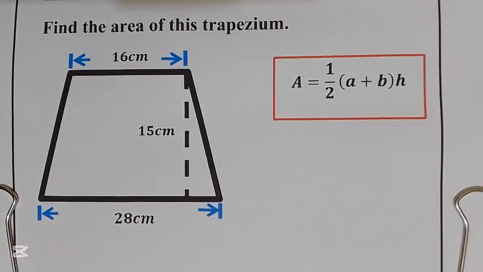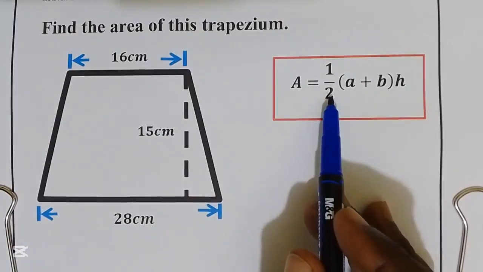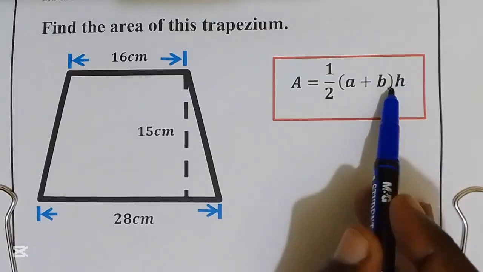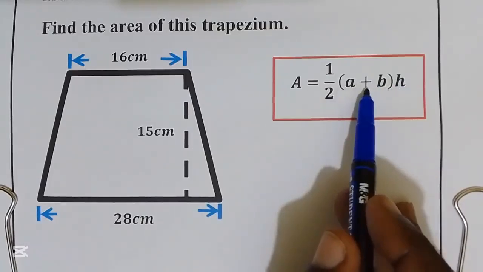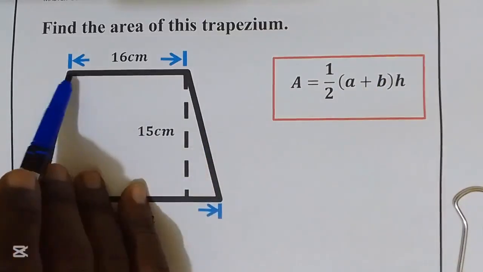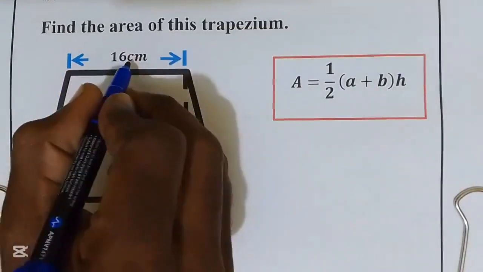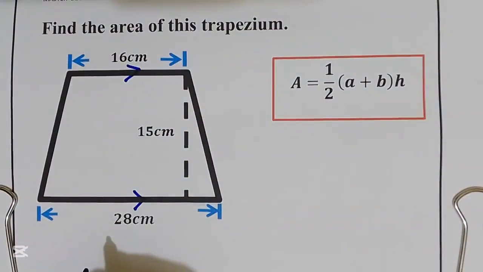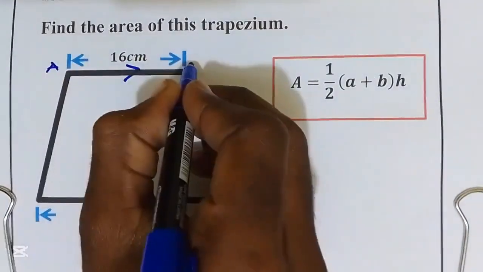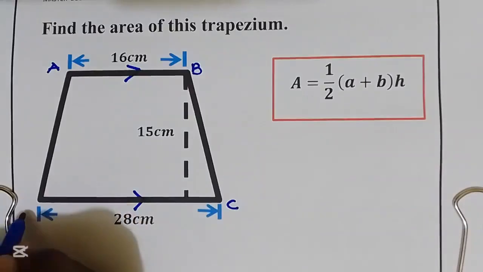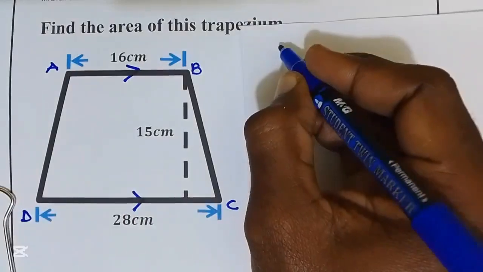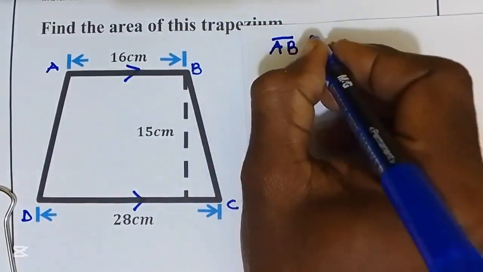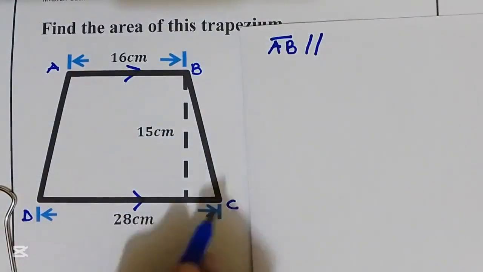Let us find the area of trapezium. The area of trapezium is given by a half in the bracket a plus b multiplied by h, where a and b are two parallel sides of the trapezium. These are parallel to each other. If this is trapezium ABCD, that means line AB is parallel to line DC.